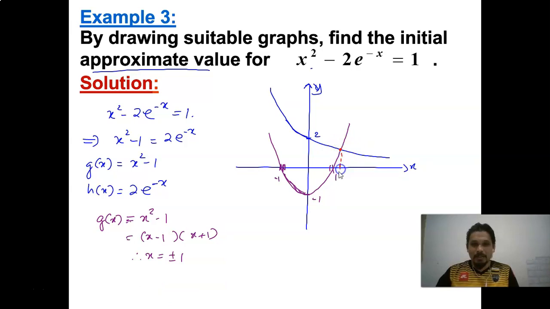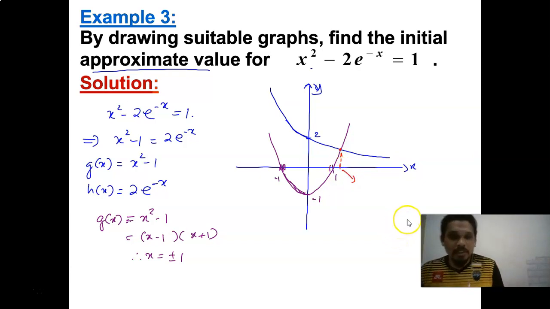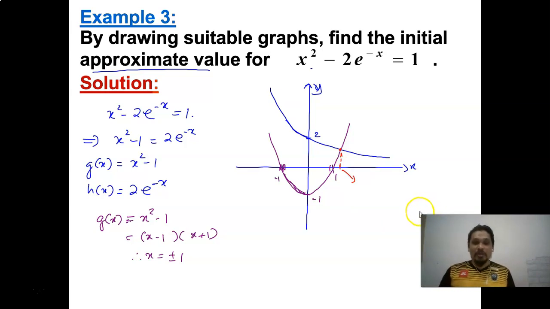Okay. So, what is your suggestion for this value of x? The initial approximate value of x squared minus 2e power of negative x equal to 1. You may say that it might be 1.3, 1.2, or 1.5. So if I put this one here as 1.5, then the approximate value is x equal to 1.5.